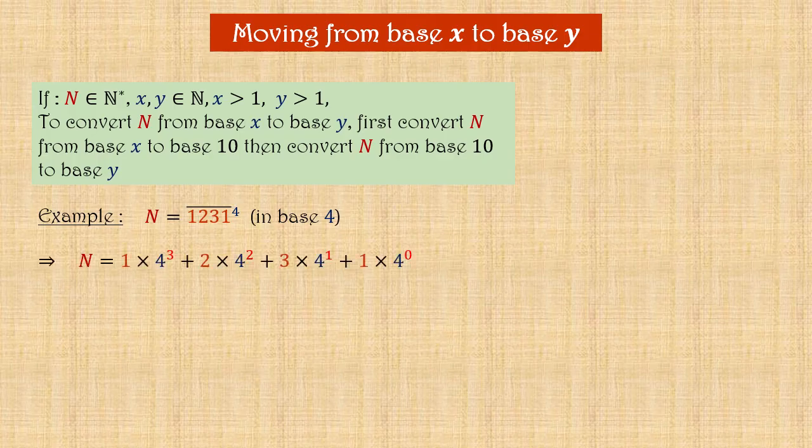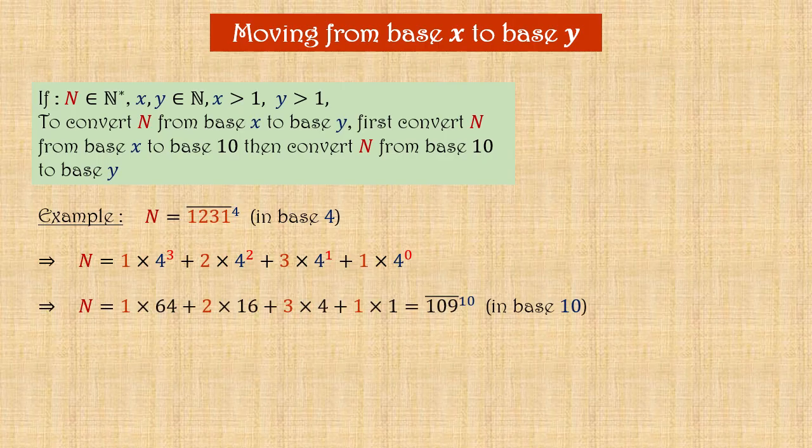This means that capital N equals 1 multiplied by 4 to the power of 3, plus 2 multiplied by 4 to the power of 2, plus 3 multiplied by 4 to the power of 1, plus 1 multiplied by 4 to the power of 0. That equals 1 multiplied by 64, plus 2 multiplied by 16, plus 3 multiplied by 4, plus 1 multiplied by 1, which equals 109 in base 10.